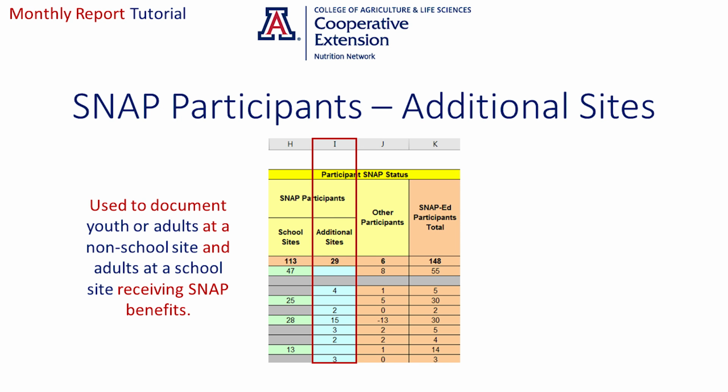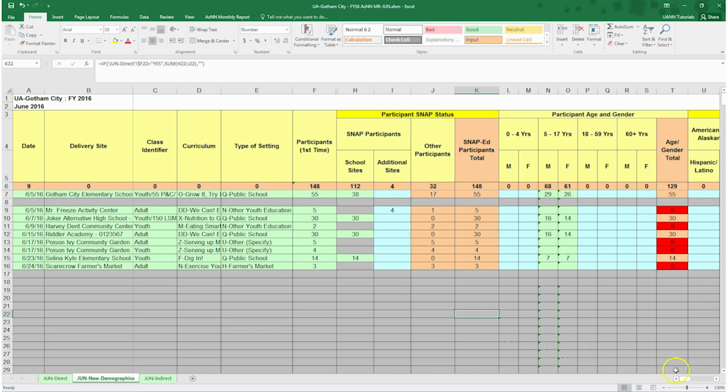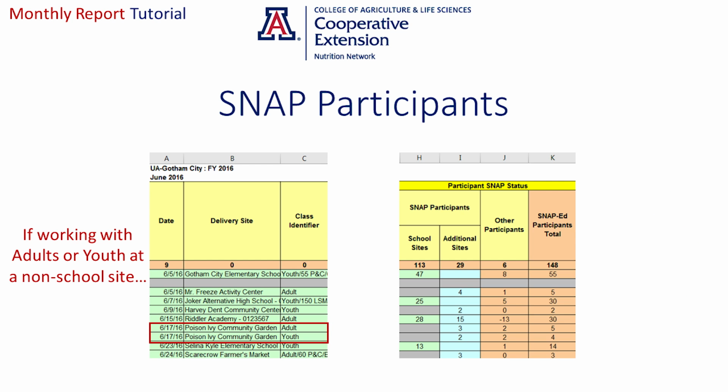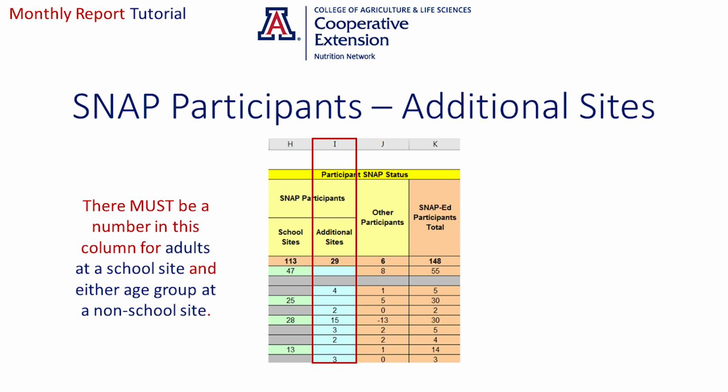Column I, SNAP Participants Additional Sites, is used to document adults at a school site or adults or youth at a non-school site. If working with youth at a school site, you will not enter anything in this column. If working with adults at a school site, you will need to enter the number of participants in the intervention that are receiving SNAP benefits. If working at a non-school site, enter the number of adult or youth participants that are receiving SNAP benefits. There must be a number in this column when working with adults at a school site or either age group at a non-school site. If no participants receiving SNAP are recorded, enter a 0.